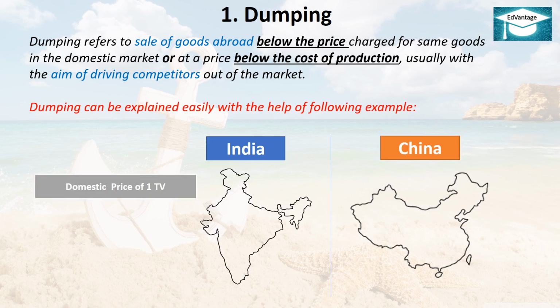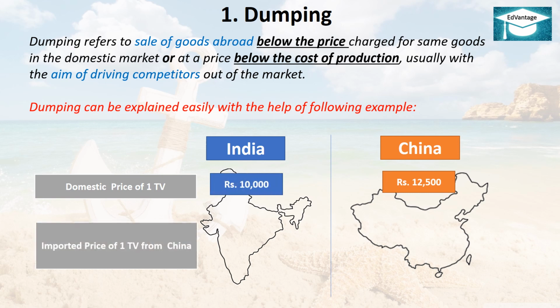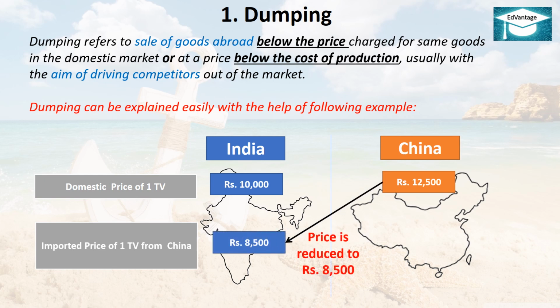Sale of one television in China is at Rs 12,500, whereas in India the same television is sold at Rs 10,000. In order to dump television in Indian markets, a Chinese company would now sell one television at Rs 8,500 in India. Thus, Indian customers would prefer buying the Chinese television at Rs 8,500.